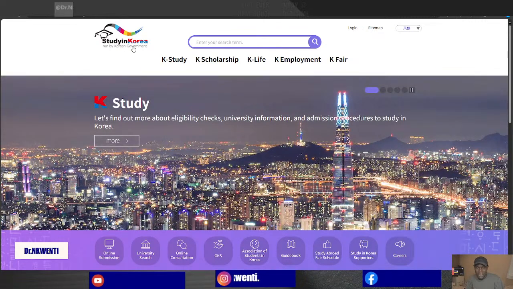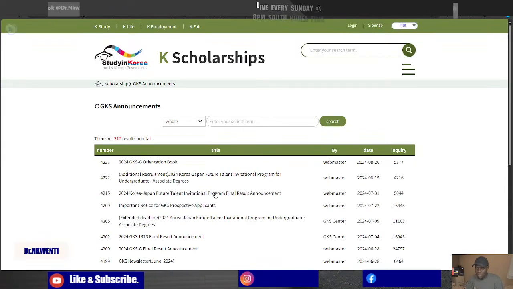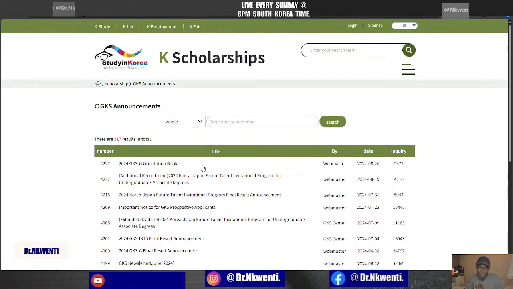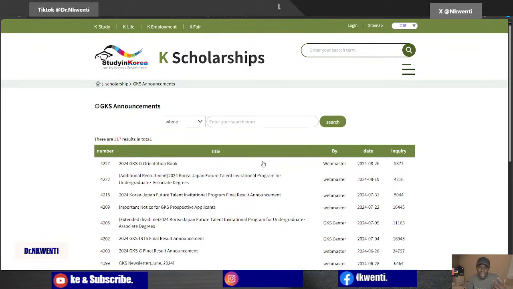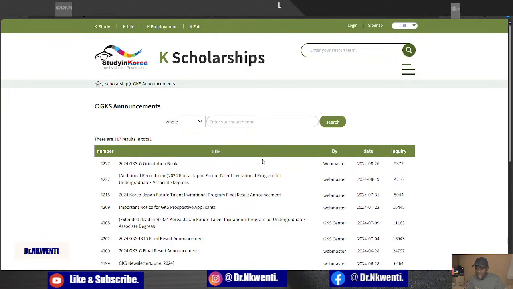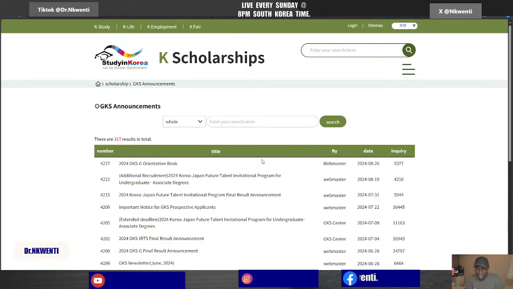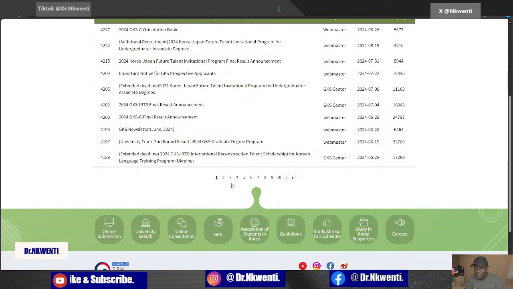If you look here, it says Study in Korea. You have to go down to where it says GKS, that is the Global Korean Government Scholarship. They always post a lot of information on this website, so it's important for you to look at it. Even information about education fairs. Education fairs are also a very nice way for you to get information about universities and then apply to those universities, and scholarship opportunities do come from those education fairs as well.